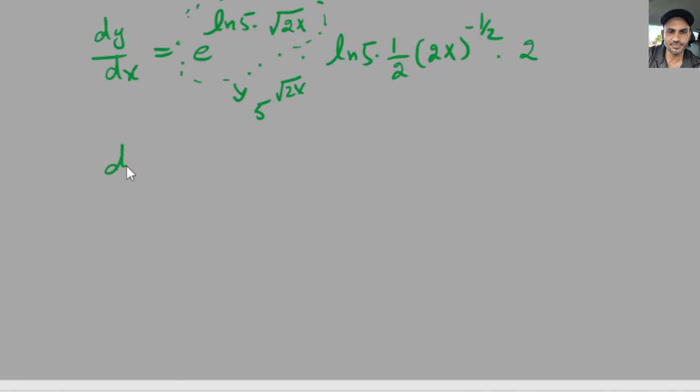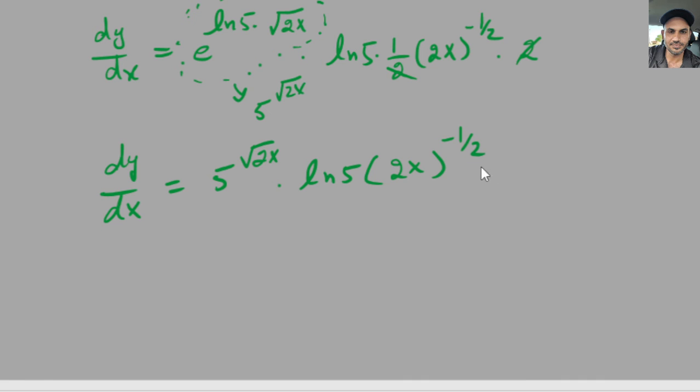So we get dy over dx equals 5 to the square root of 2x times ln of 5, and this 2 cancels this 2, so we are just left with 2x to the negative 1/2. Okay, so this is the final answer to this question.